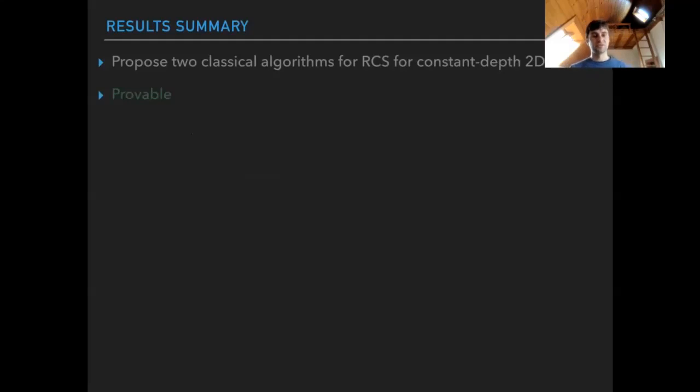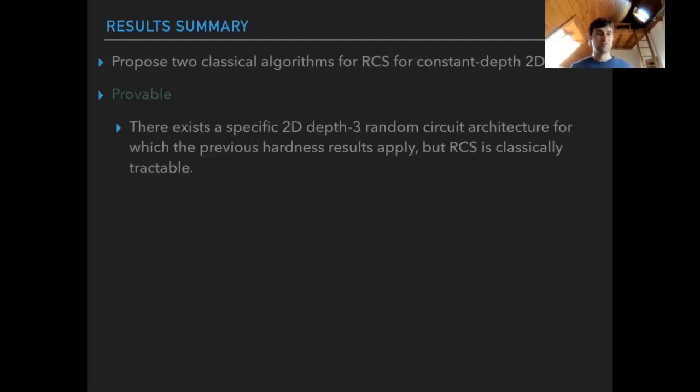So we have two classes of results, provable results and also conjectures supported by numerical and analytical evidence. So on the provable side, as I mentioned previously, we can show that there exist certain 2D depth 3 random circuit architectures for which the previous hardness results apply, but nonetheless, random circuit sampling is tractable using our algorithms. And this is nice in that it's provable, but unfortunately, it only works for certain architectures. So we want to understand the complexity of this problem more generally.